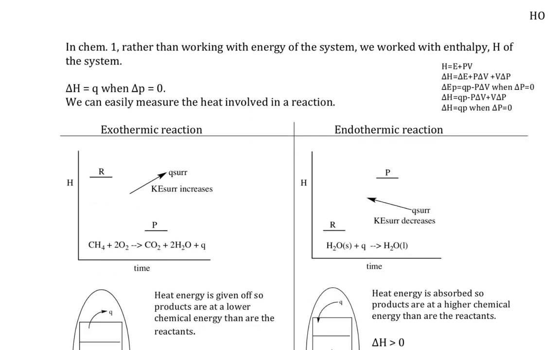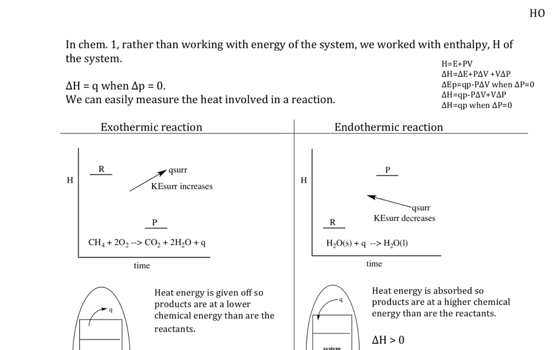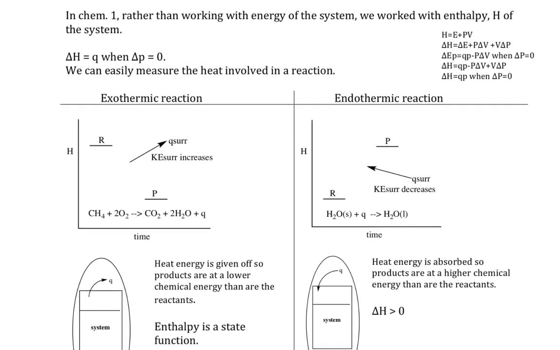So we learned in Chem 1 that rather than working with energy of the system, we worked with enthalpy of the system, enthalpy expressed by the symbol H. As you learned in Chem 1, delta H is equal to the heat involved in a reaction when the pressure change in the reaction is zero. That is, if we have a reaction that's giving off a gas, we conduct it in an open beaker so that the gas just escapes to the surroundings and does not cause a pressure change.